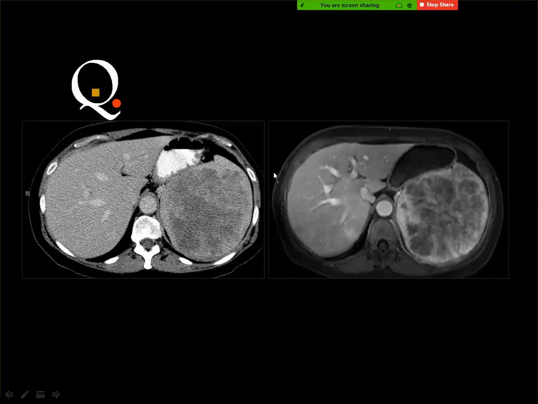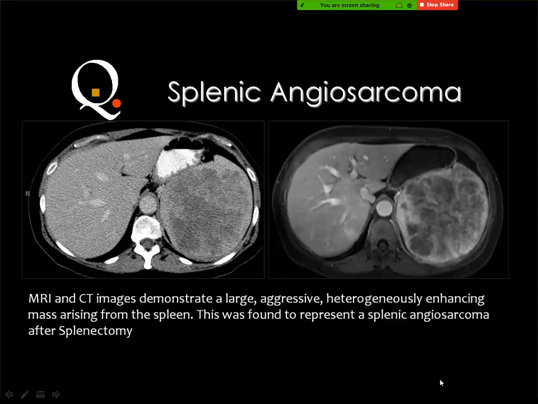And this is the splenic tumor. And I said before that whenever you are asked about the differential diagnosis, you mention the primary lesion in this area, then you mention lymphoma and metastasis. Then what is the primary lesion here? Angiosarcoma? Yes, and this is angiosarcoma.